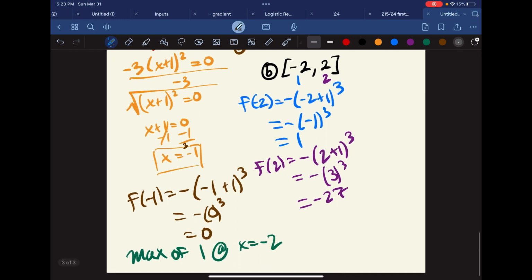And then we're looking for our min. What's our lowest value here? Well, that's going to be negative 27, right? By like a mile, at x equals 2. At x equals 2. So that's how you do the closed interval method. If you have any questions about this, feel free to email me.